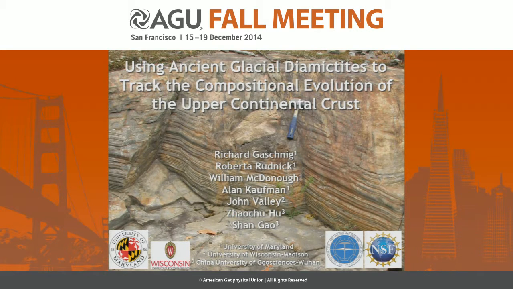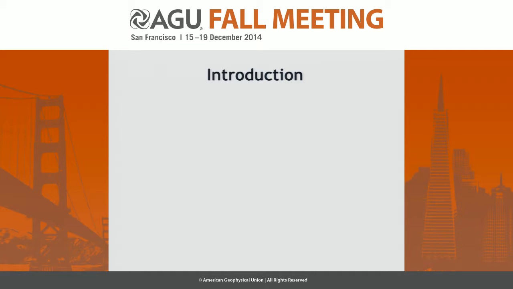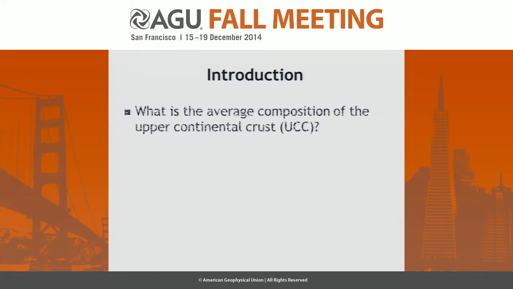So we're interested in basically three questions. First is, what is the average composition of the Earth's upper continental crust? This is particularly important in geochemistry for understanding the whole Earth because the upper continental crust exerts a very disproportionate leverage on the budget of many important trace elements compared to its relative mass and volume relative to the rest of the Earth.